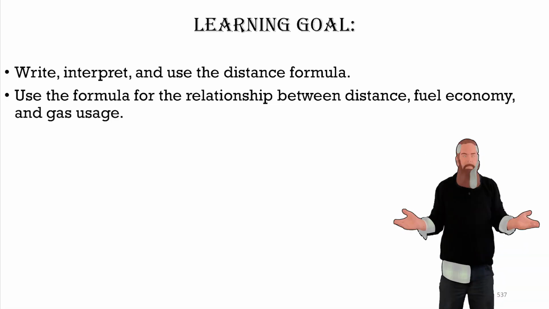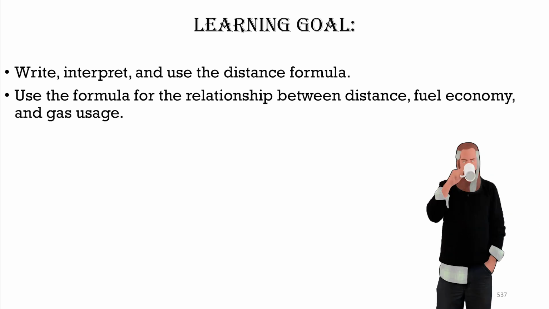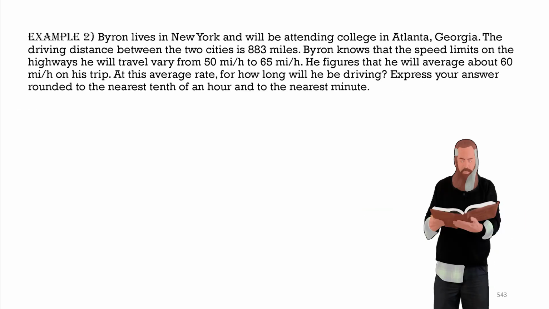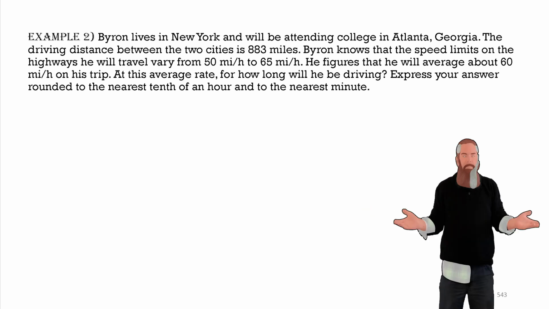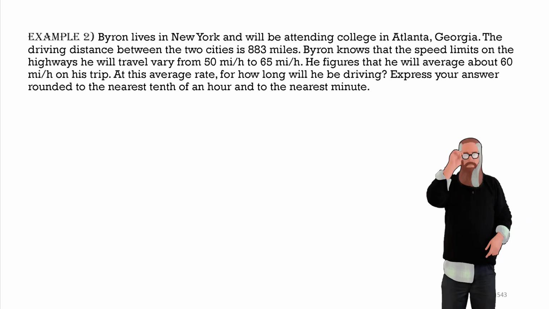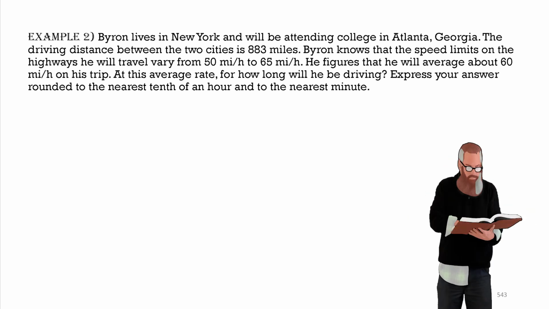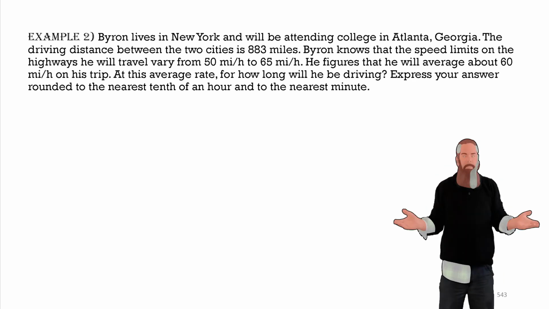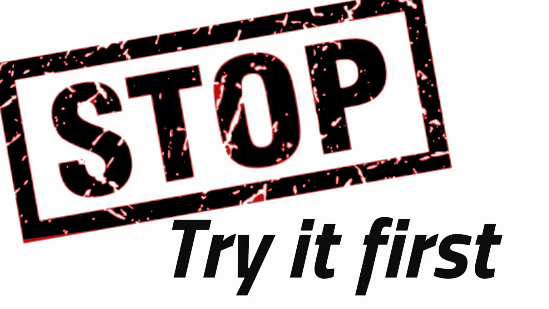Now let's interpret and use the distance formula. Byron lives in New York and will be attending college in Atlanta, Georgia. The driving distance between the two cities is 883 miles. Byron knows that the speed limit on the highway he will travel will vary from 50 miles an hour to 65 miles an hour. He figures that he will average about 60 miles an hour on his trip. At this average rate, how long will he be driving? Express your answer rounded to the nearest tenth of an hour and to the nearest minute.